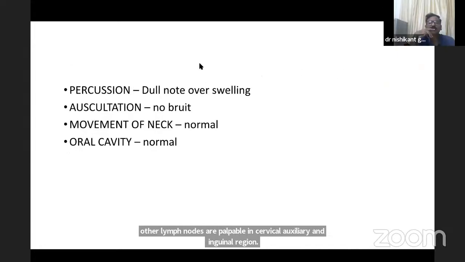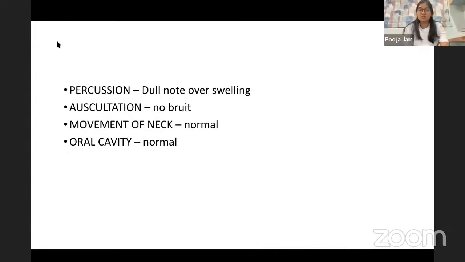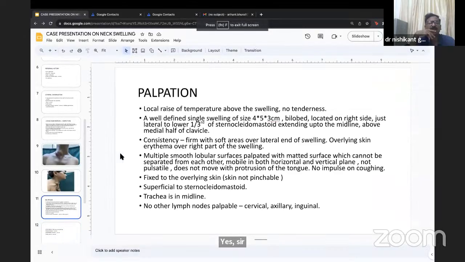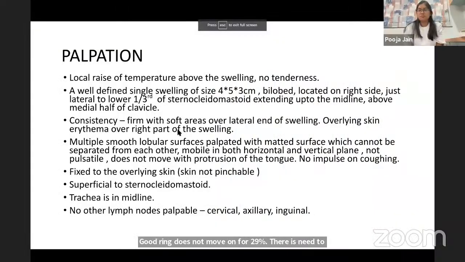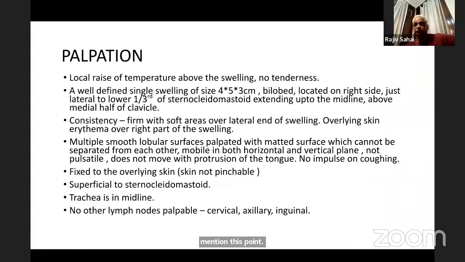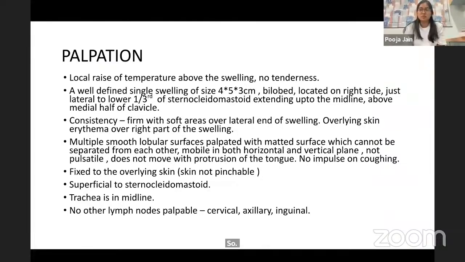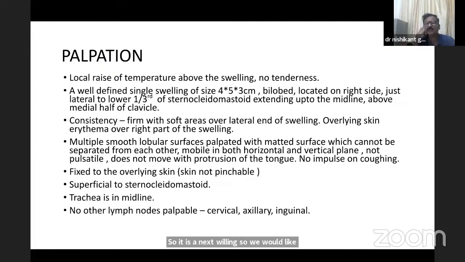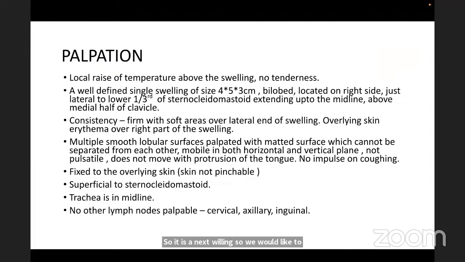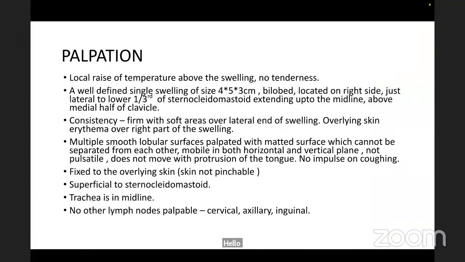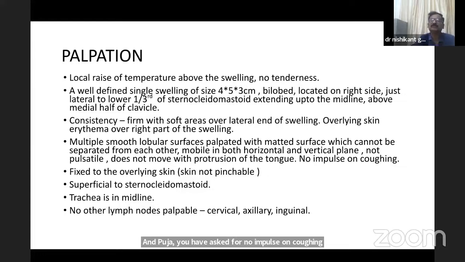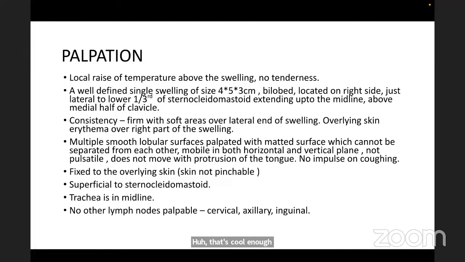Pooja, you have mentioned that the swelling does not move on protrusion of the tongue. Is there a need to mention this point here? Sir, it is a neck swelling, so in all neck swellings we have to ask this. No, sir, midline neck swelling. And Pooja, you have asked for no impulse on coughing. Are you suspecting some hernia there?